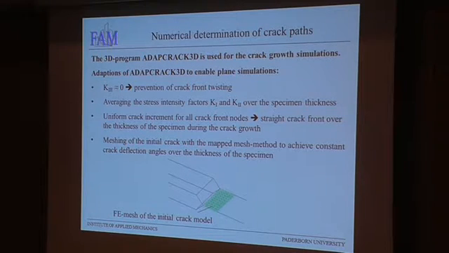The first one was that we set K3 almost 0 to prevent the twisting of the crack front. The second one was that we averaged the stress intensity factors K1 and K2 over the thickness of the specimen. The third is that we have a uniform crack extension for all crack front nodes to have a straight crack front over the thickness of the specimen during the crack growth. And the fourth is that we mesh the initial crack with the sweep mesh method to achieve a constant crack deflection angle over the thickness of the specimen.